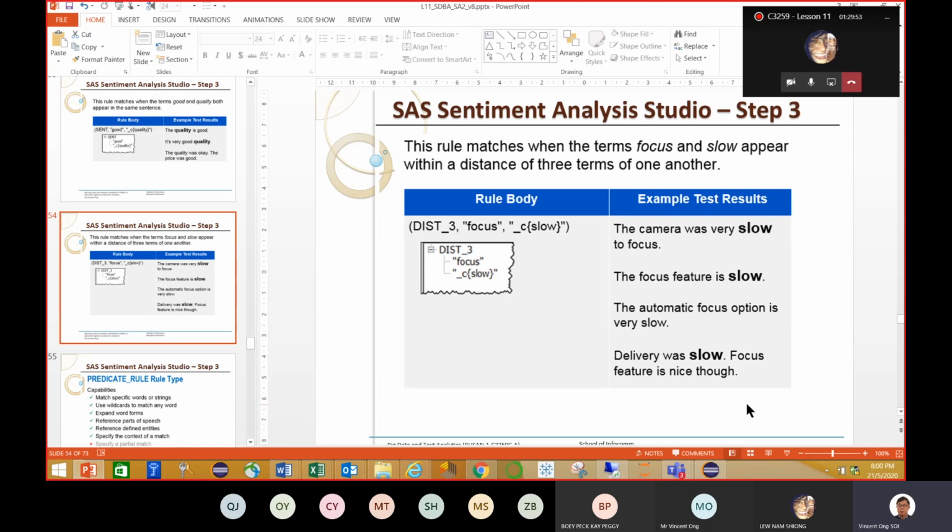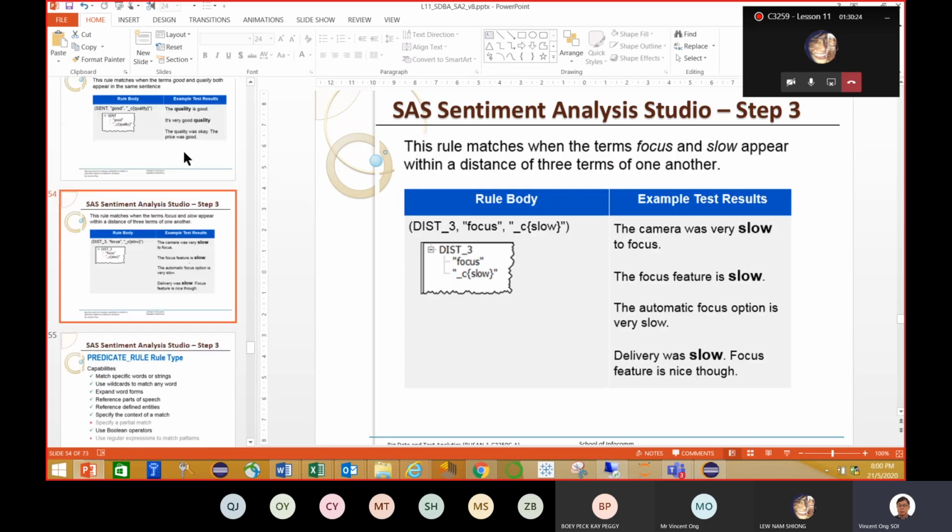Right. So why is this one not caught? It doesn't make sense now. This one is "delivery is slow, focus is nice." So this one is neutral actually. But this one will not be caught because it's not within the distance you defined. Sorry, maybe it doesn't need to be within the same distance. This rule will catch, yes, it will catch.